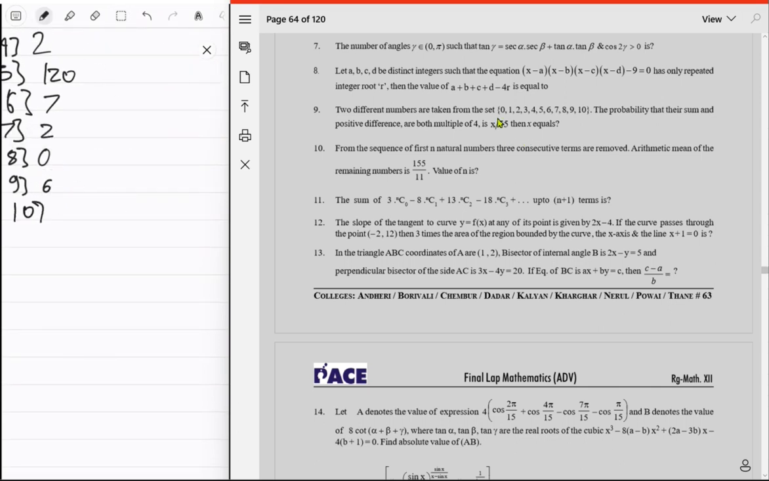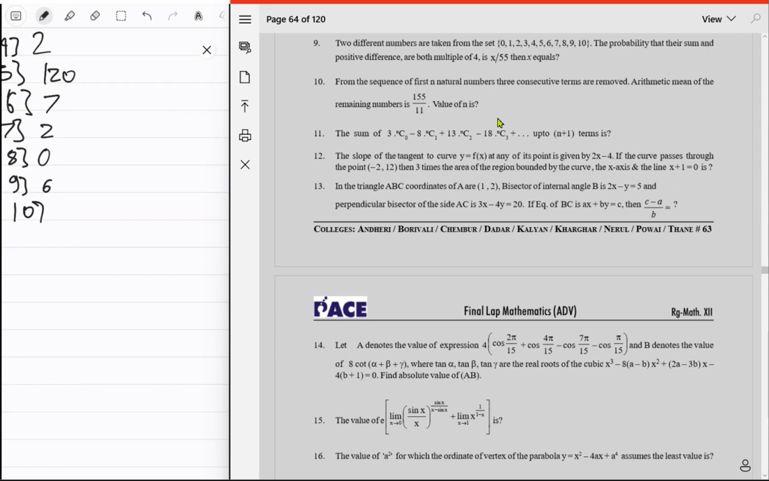10th is for the sequence of first n natural numbers, 3 consecutive terms are removed. Arithmetic mean of the remaining numbers is 155 upon 11. Find the value of n. Sequence of first n natural numbers, 3 consecutive terms are removed. Okay. Arithmetic mean of the remaining numbers is this thing. Find the value of n. Okay. Mean of the remaining numbers is this.